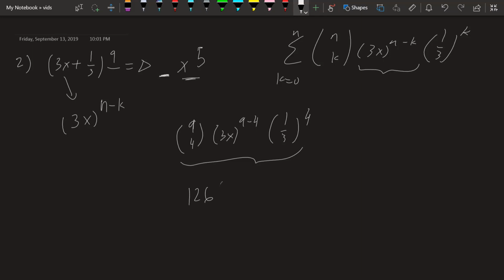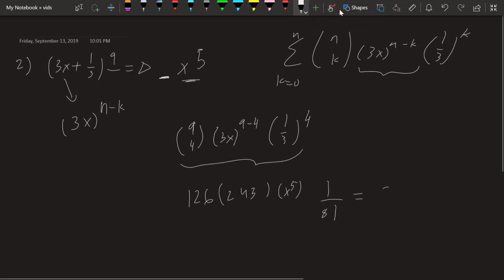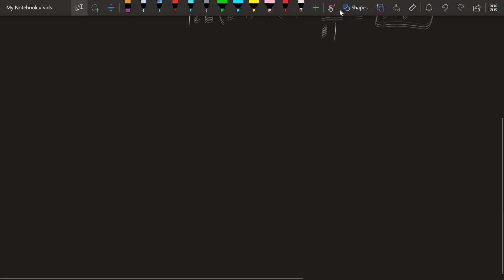126. 3 raised to the power of 5 is just, bear in mind I'm just simplifying here, yeah? So there's no need to panic. Multiplied by x to the power of 5. And 3 raised to the power of 4 is just 1 over 81 here. Now, using a calculator, you can simplify this. You're going to get 378 x to the power of 5. That should be your answer.